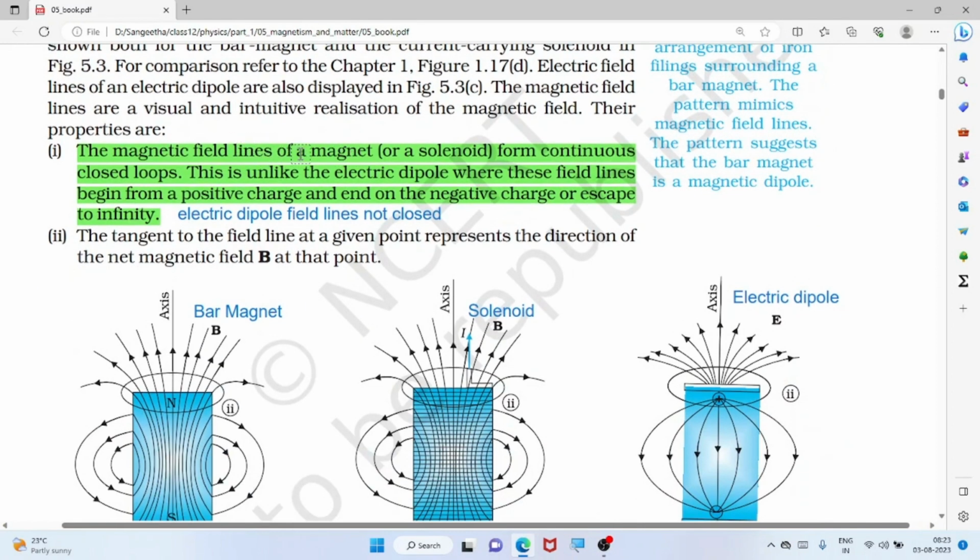Magnetic field lines of a magnet or a solenoid form continuous closed loops. This is unlike the electric dipole, where the field lines begin from the positive charge and end at the negative charge, or escape to infinity. Electric dipole lines are not closed. Magnetic field lines are closed, not electric field lines.